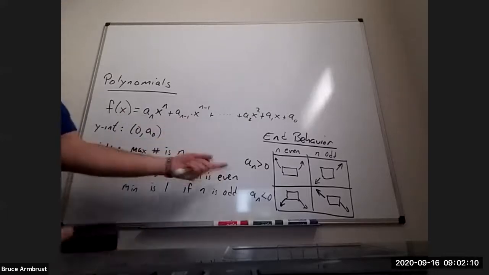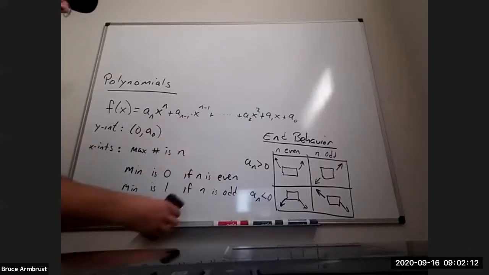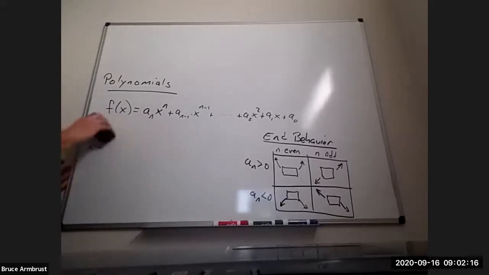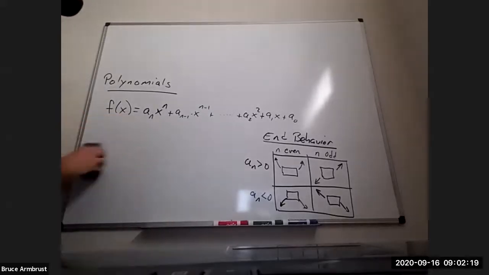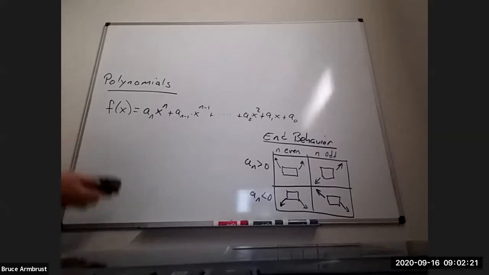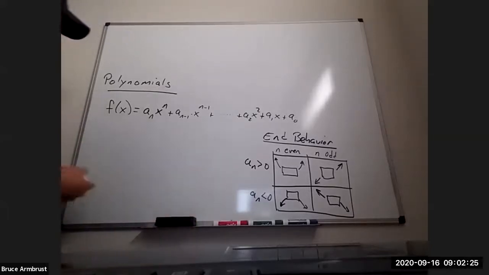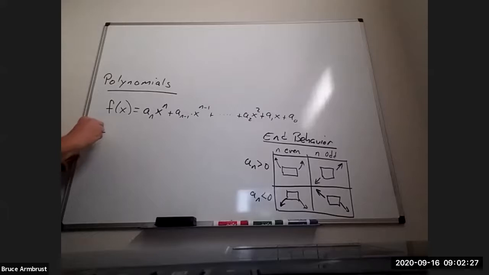Every polynomial does one of these four things. Which one? Well, just match it up to even or odd degree, positive or negative leading coefficient. All right, so again, we know a lot about these. And the last thing I want to mention about polynomials, which will come in real handy for us at the end of Math 105, is the turning points. So I call these turning points.